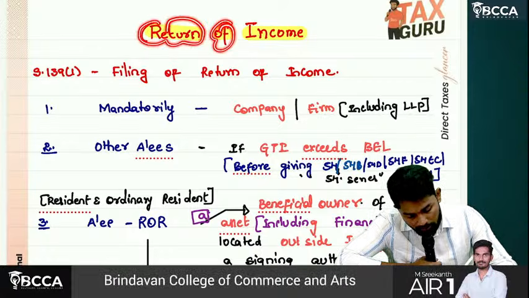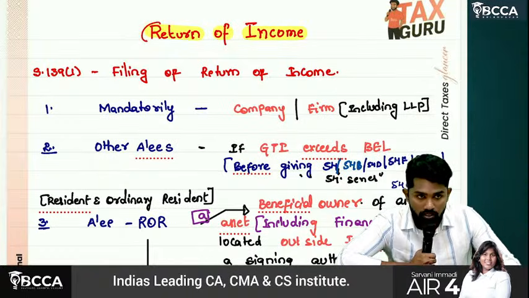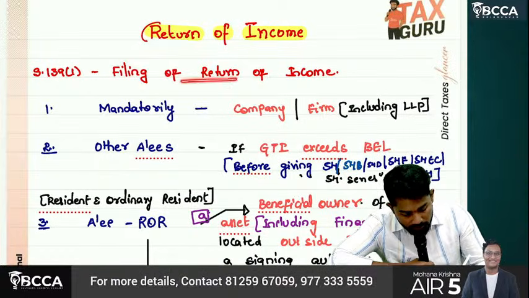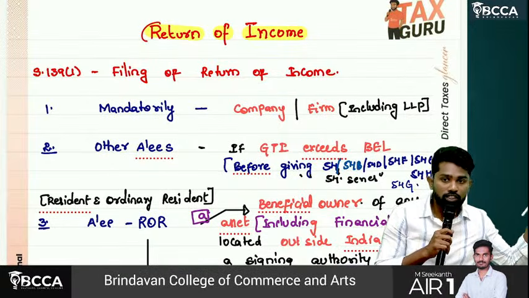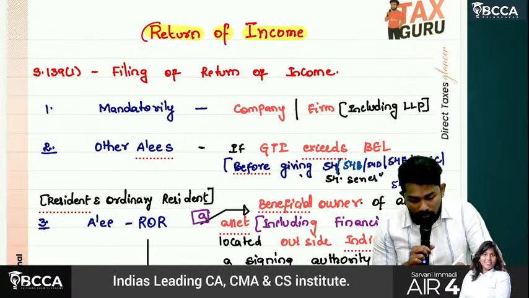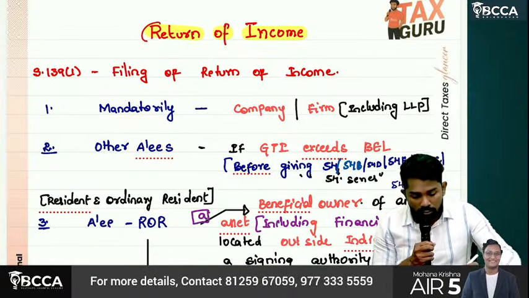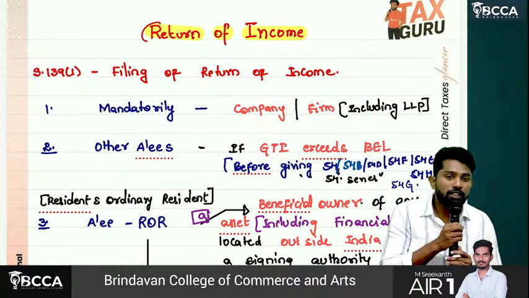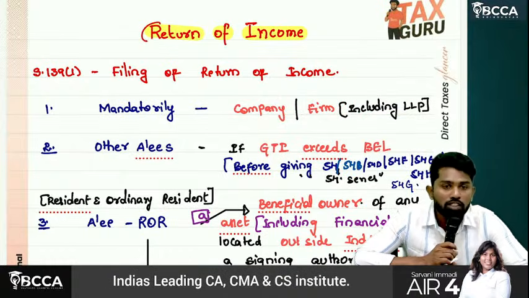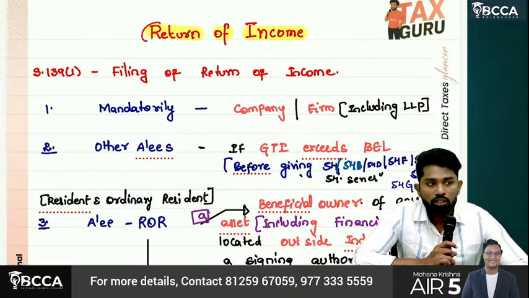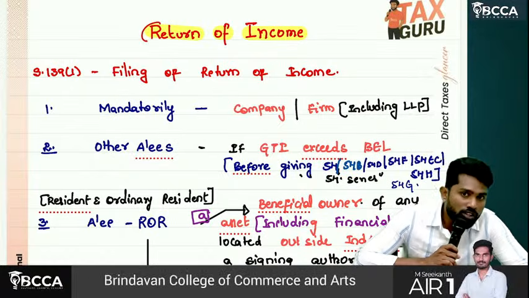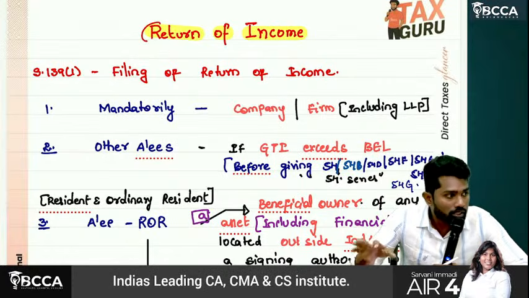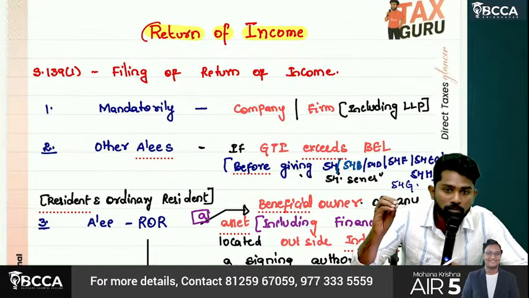Return of income. Section 139 subsection 1. It's about filing of return of income. Who has to file return of income? Mandatorily, who has to file? If it is a company, if it is a firm, including LLP, they should file return of income mandatorily, irrespective of what is their total income, whether they are having profit, whether they are having loss, that is all irrelevant. If it is a company, if it is a firm or LLP, it has to file return of income mandatorily.